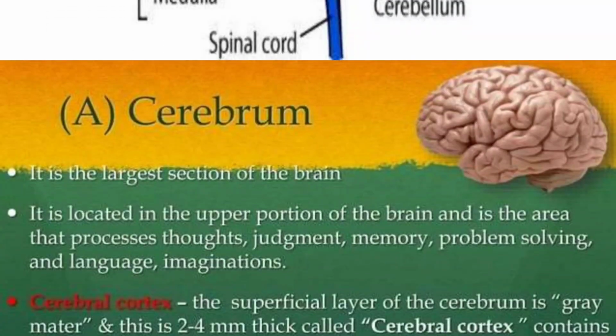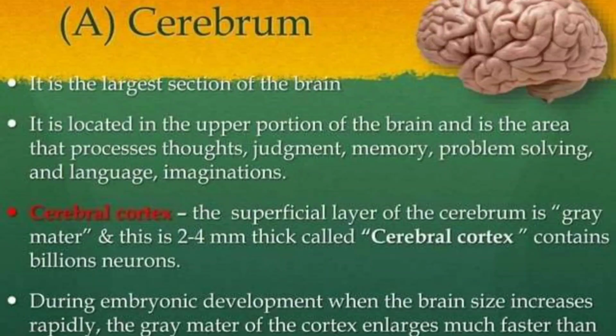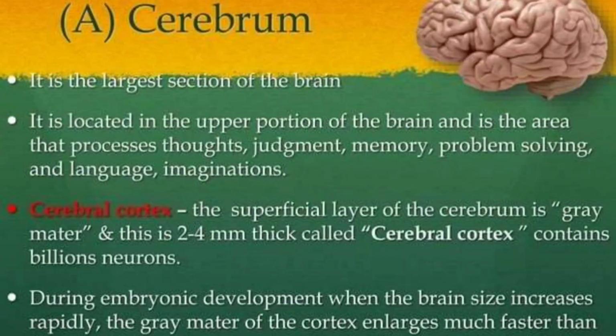Cerebrum. What is the function of the cerebrum? It is the largest section of the brain. It is located in the upper portion of the brain and it is the area that processes thoughts, judgment, memory, problem solving, language and imagination. Cerebral cortex. The superficial layer of the cerebrum is grey matter, 2 to 4 millimeters thick, called the cerebral cortex. Contains billions of neurons.